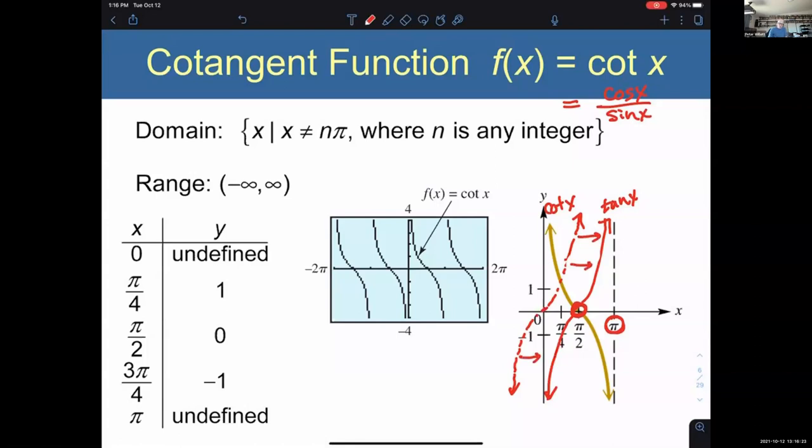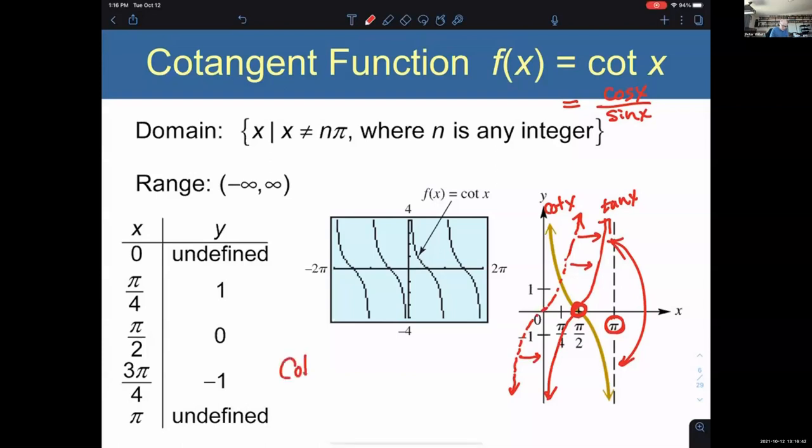And then it's been kind of flipped upside down. So imagine you took the tan function, slid it to the right by pi over 2, and then you reversed it upside down, then you would get the cotan function. In fact, we can do those things.